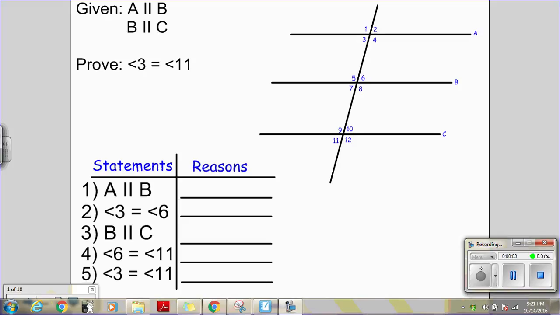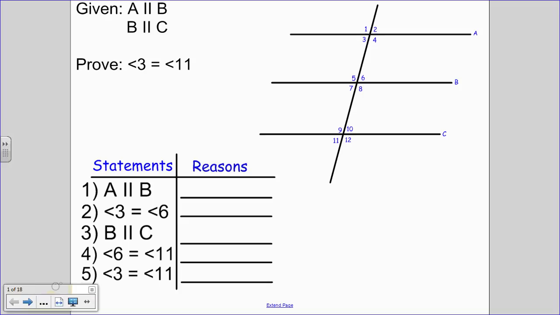Alrighty, let's review for the DCA. So you should have the packet for the DCA review. Again, your DCA, the District Common Assessment, that's what it means, is going to cover the entire first 9 weeks. So everything from the first day of school back in August up until today is fair game on this upcoming assessment. This first question says, we are given A parallel to B and B parallel to C.